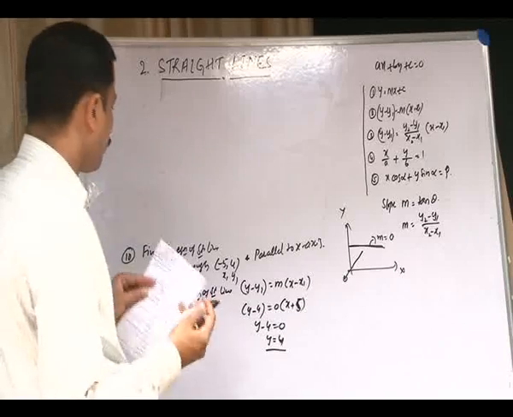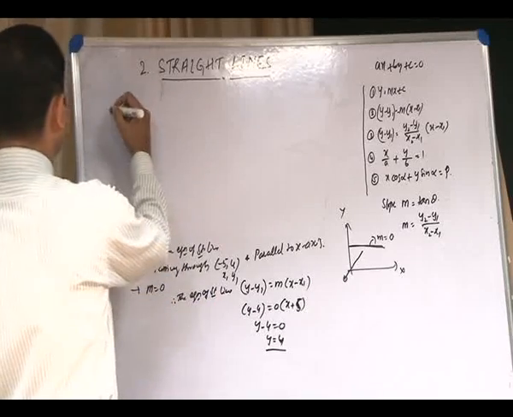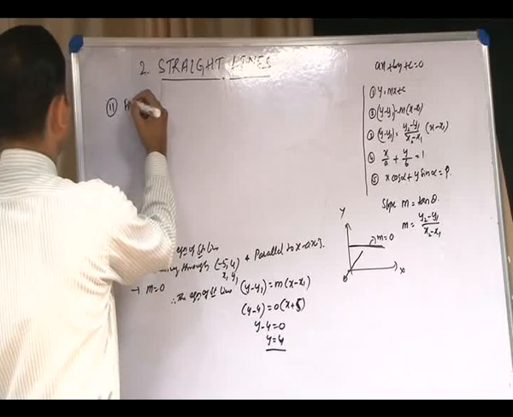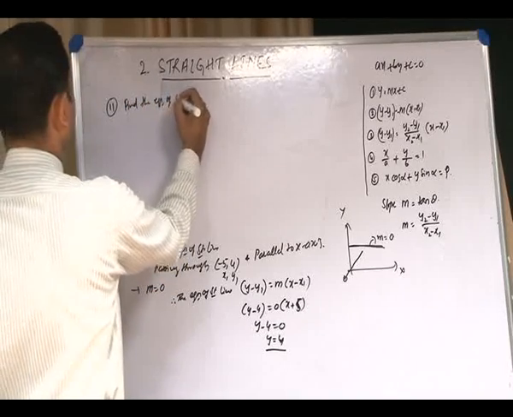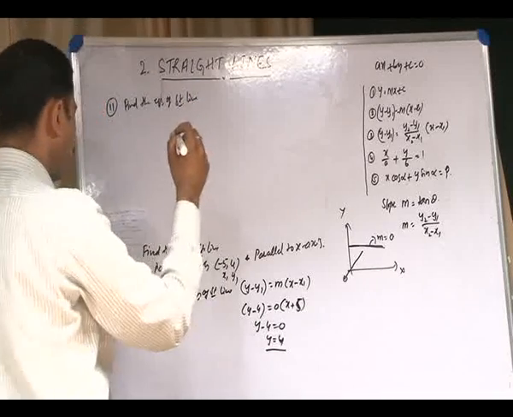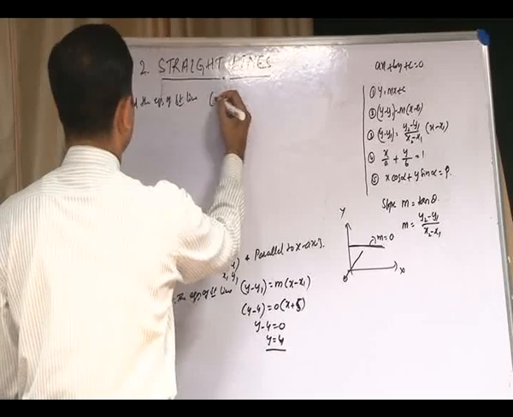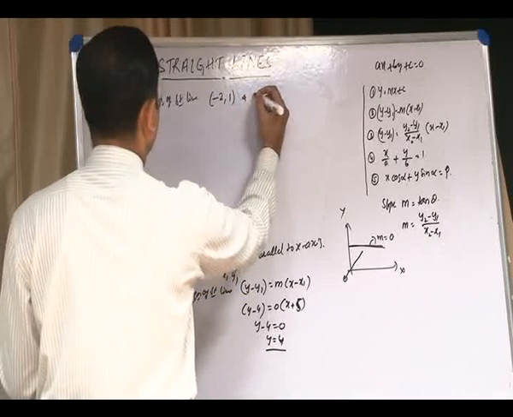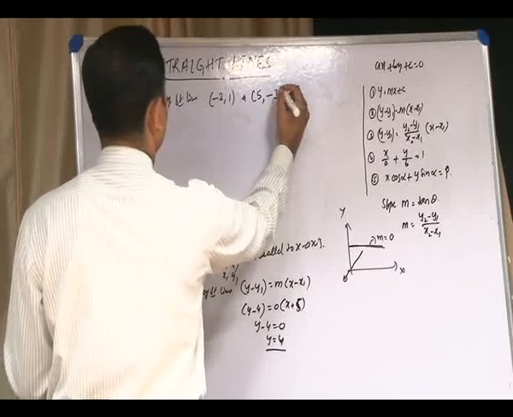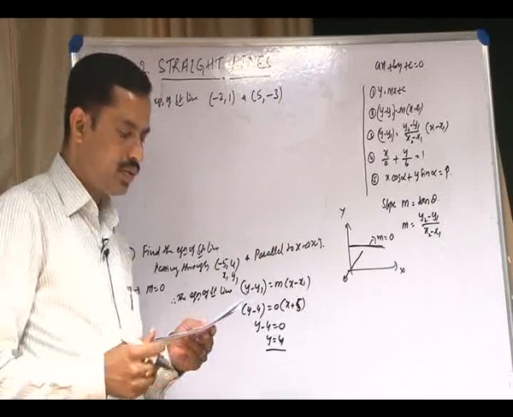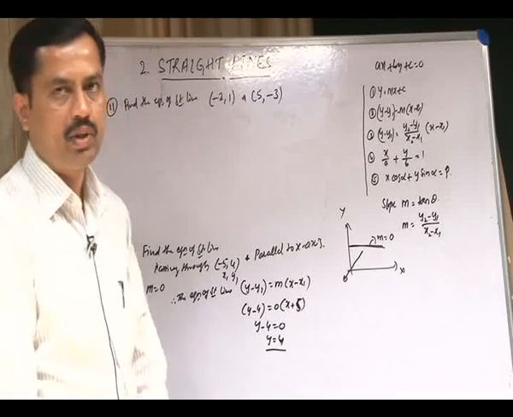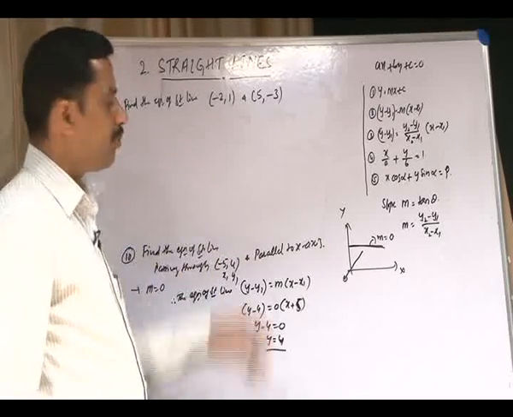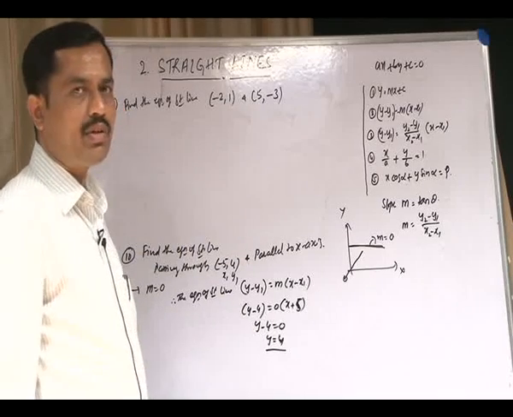Next problem. Find the equation of a straight line passing through two points -2, 1 and 5, -3. Find the equation of straight line passing through -2, 1 and 5, -3. So the coordinates of two points are given, passing through the points. By using these two points you have to find the equation of the straight line.